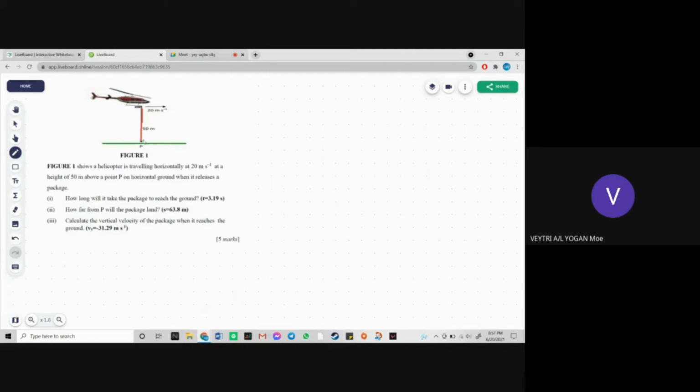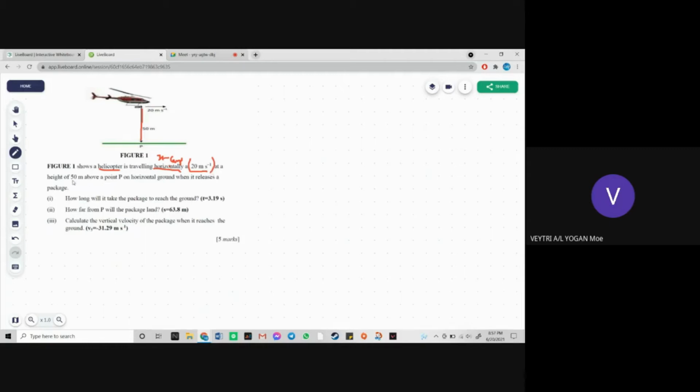Okay, so figure 1 shows a helicopter is traveling horizontally. Okay, traveling horizontally at 20 meter per second. The moment dia cakap traveling horizontally, apa maksud dia? X component kan? So, ada tak you punya value untuk X component? I think you guys might get it. Ada sudah kan? Now, let's continue.